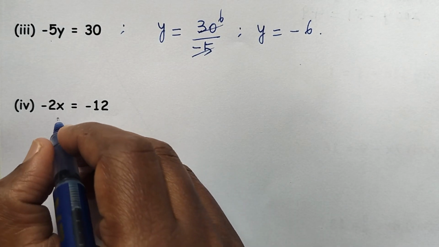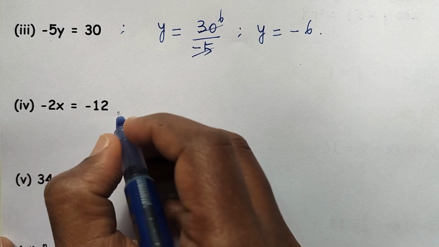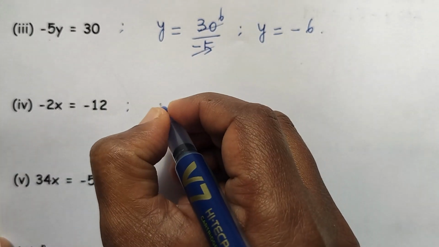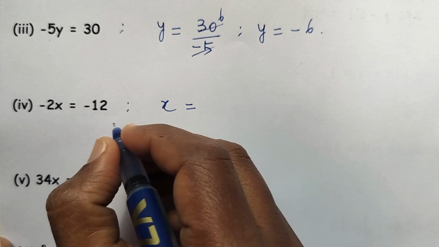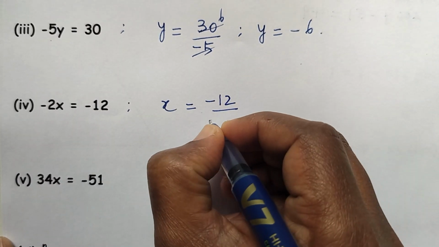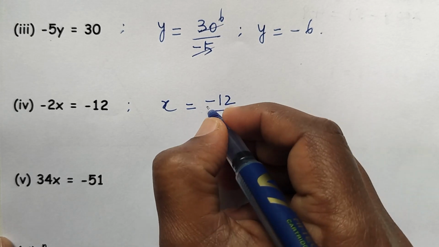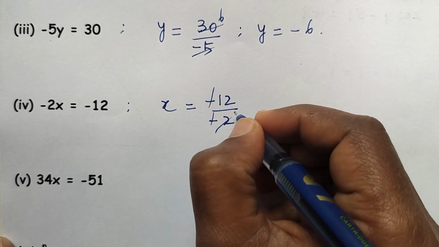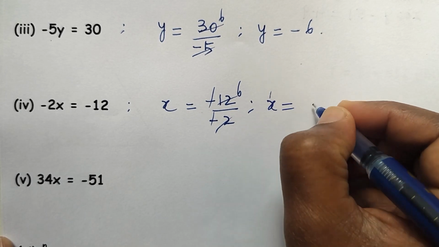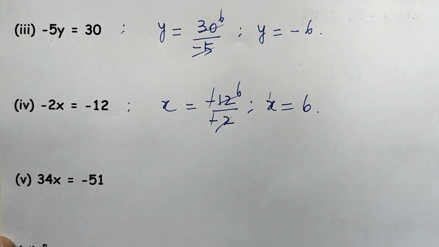Fourth one, minus 2x equal to minus 12. So x equal to sending minus 2 to RHS, then minus 12 by minus 2. So minus minus cancel, 2 6 times. So x equal to 6.